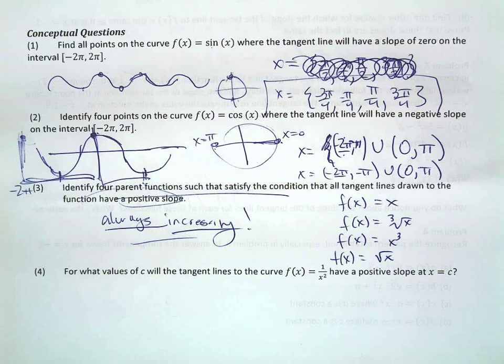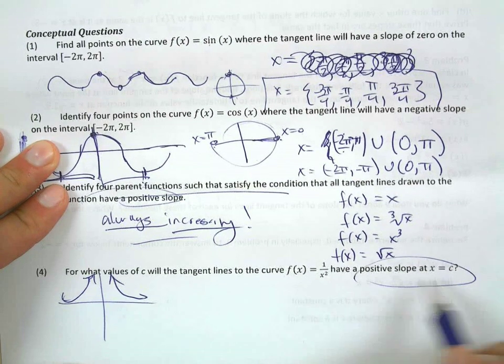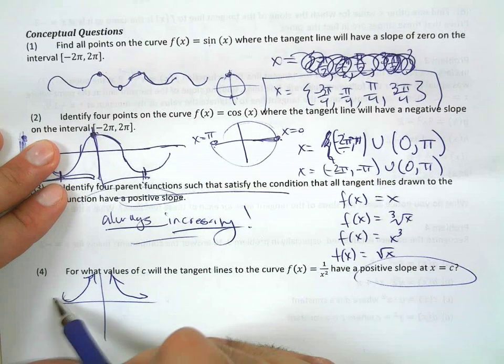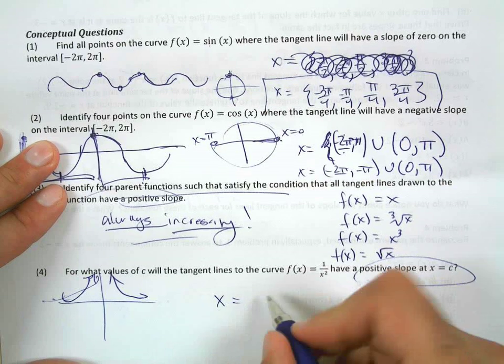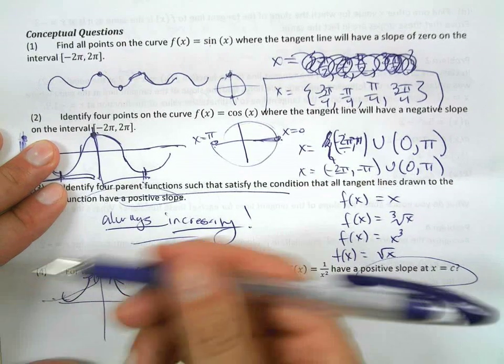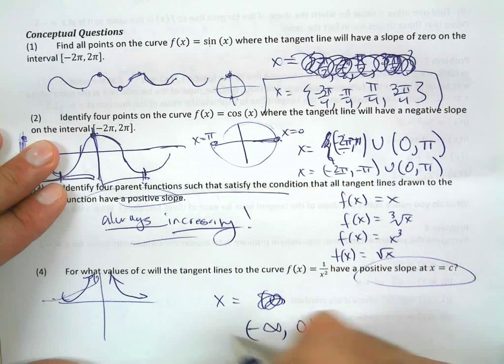This one's like, which of these will have a positive slope when x is c? c is just a random point. What it's really saying is, hey, when is this thing increasing? Oh, it's increasing on the interval, nope, not 0, way over here. So negative infinity all the way to 0. So any of those values satisfy that condition.